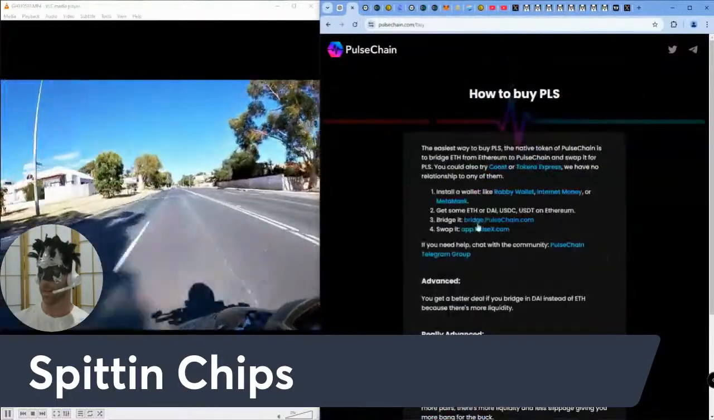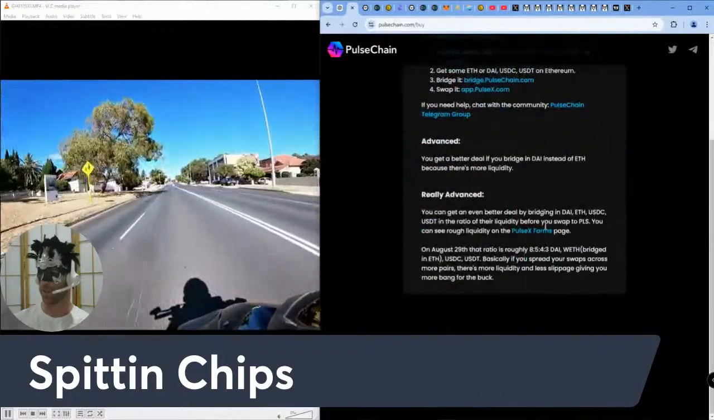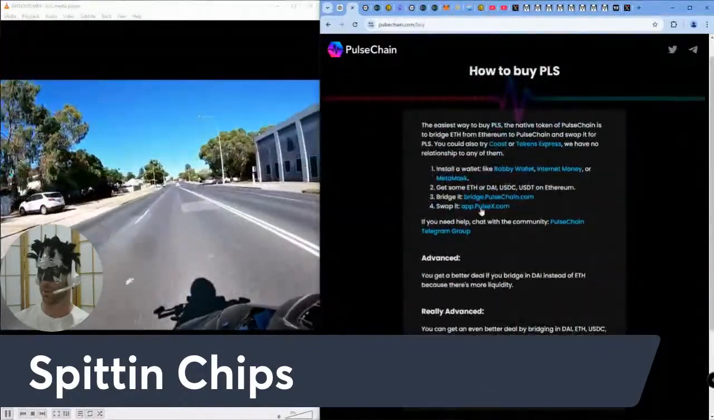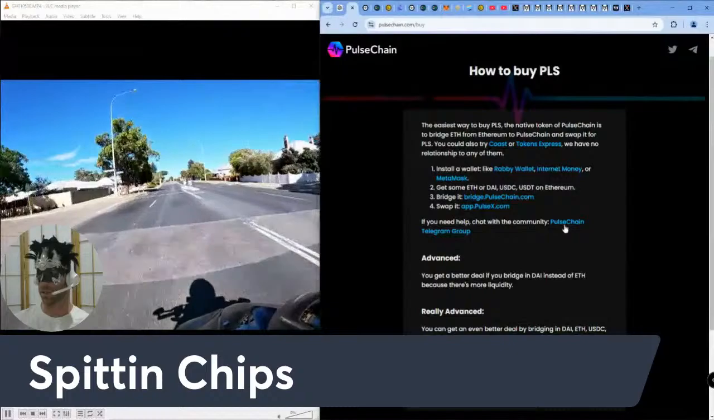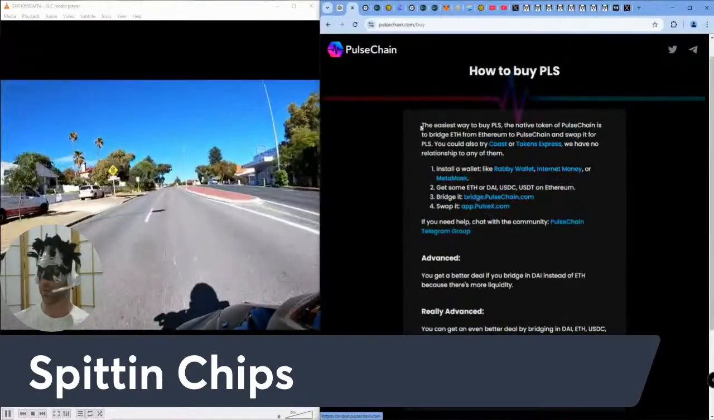And when you go to buy, it's all here, so you get a bit of an idea. Also, there's other information on how you can progress forward, and the Telegram chat. So reach out on the Telegram chat, and they'll be able to give you more direction that way.